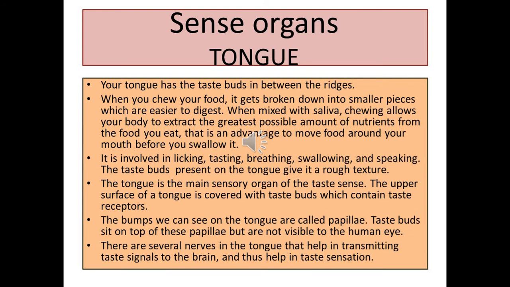It is involved in licking, tasting, breathing, swallowing, and speaking. The taste buds present on the tongue give it a rough texture. The tongue is the main sensory organ of the taste sense. The upper surface of the tongue is covered with taste buds which contain taste receptors. The bumps we can see on the tongue are called papillae. Taste buds sit on top of these papillae but are not visible to the human eye. There are several nerves in the tongue that help in transmitting taste signals to the brain, and thus help in taste sensation.